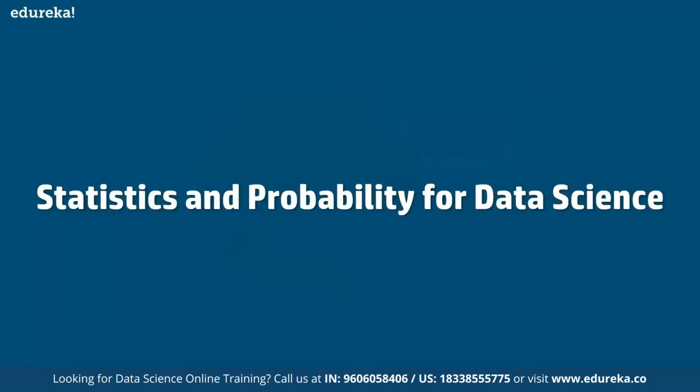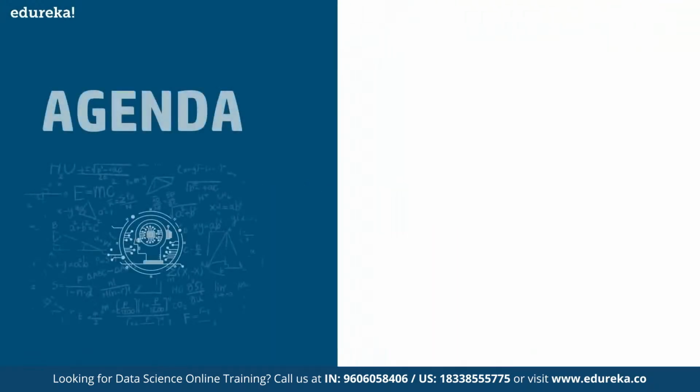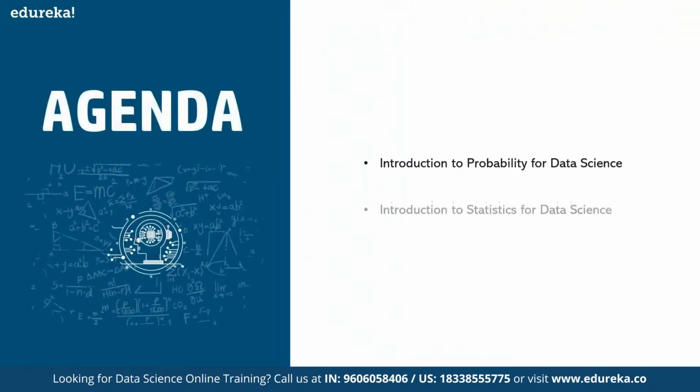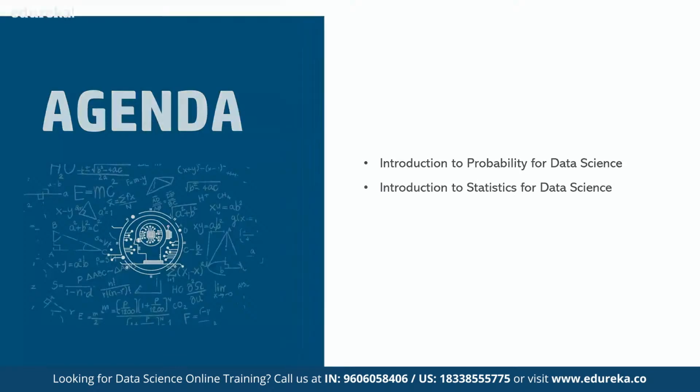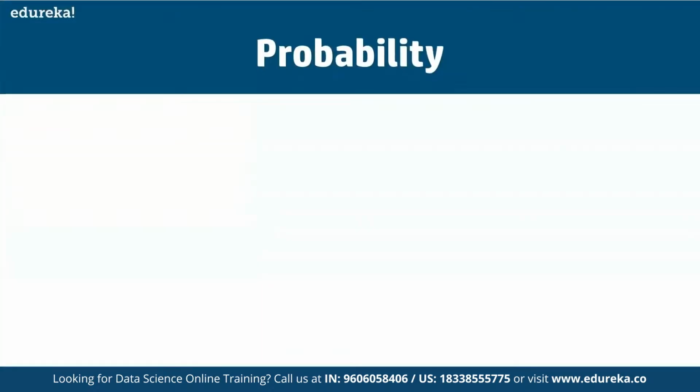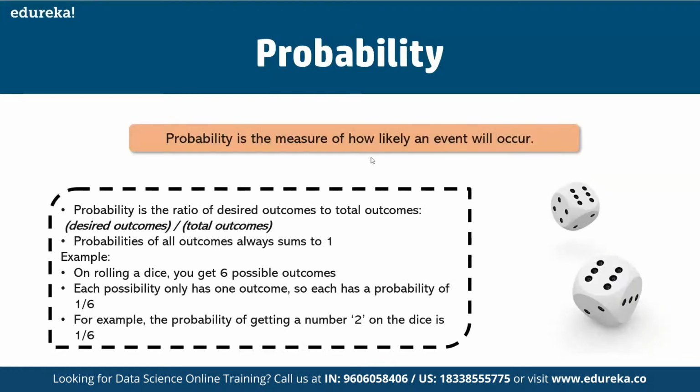So let's get started. Statistics and probability for data science. So we are going to talk about an introduction to probability that is required for data science, and also an introduction to statistics that is required for data science. I'm sure we've all covered probability in school as well as in college, right? What is probability? It's basically a measure of how likely an event will occur.